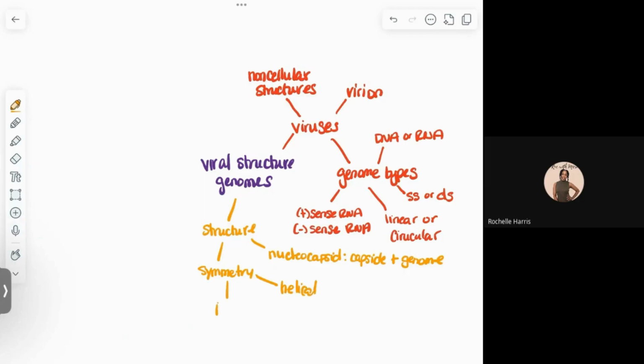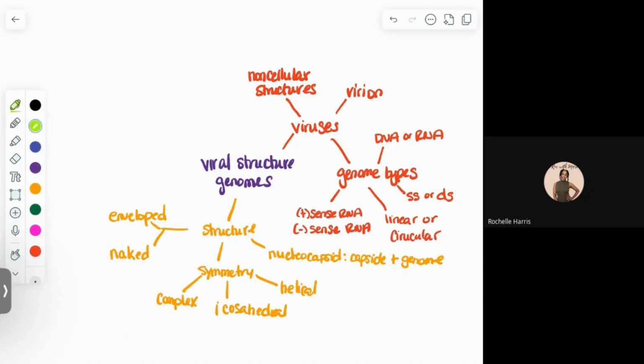RNA viruses frequently encode RNA-dependent RNA polymerases for replication of their genome, while retroviruses carry reverse transcriptase, integrase, and protease to facilitate conversion of RNA into DNA and stable integration into host genomes. Now, these enzymatic features allow viruses to overcome host restrictions and initiate productive infection, even in environments where host enzymes alone would be insufficient.